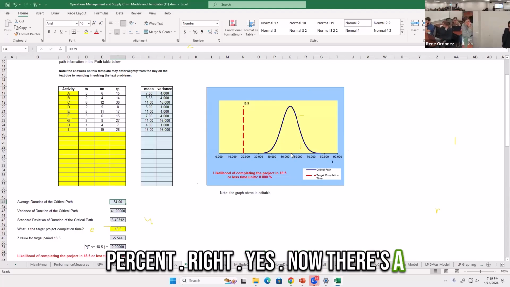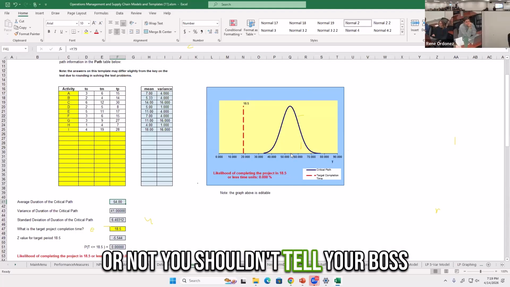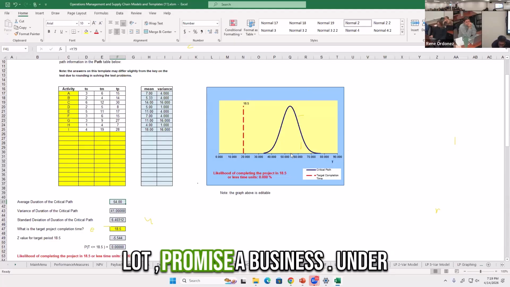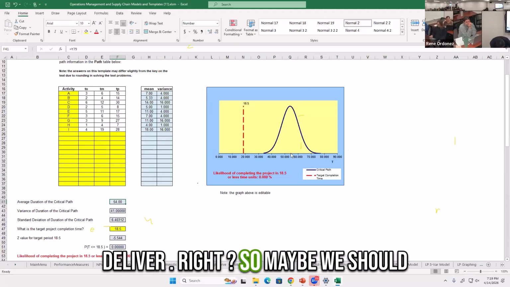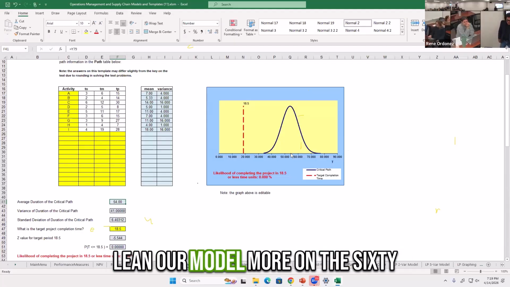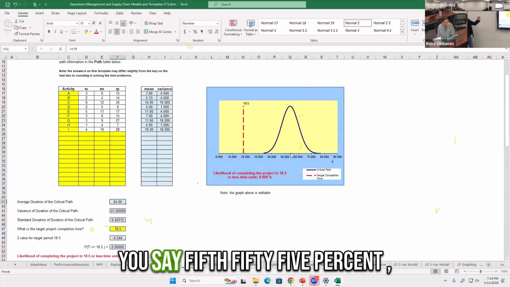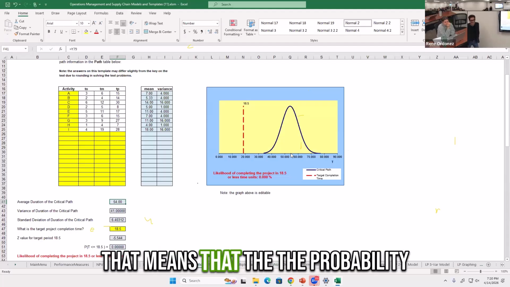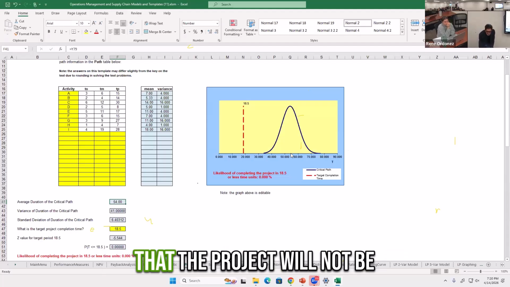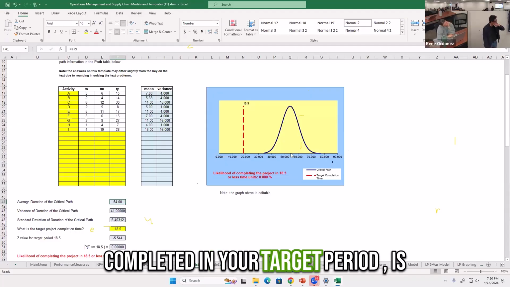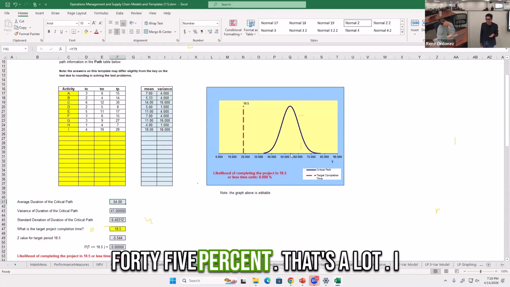Now, there's a philosophical question on whether or not you should tell your boss or the customer: promise a lot, promise a little, under deliver, right? Maybe we should lean our model more in the 65% range. If you say 55%, that means the probability that the project will not be completed in your target period is 45%.